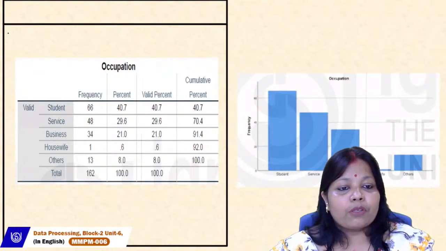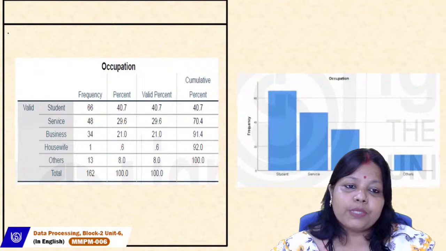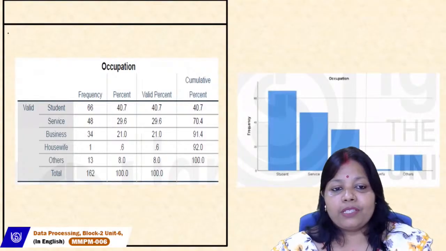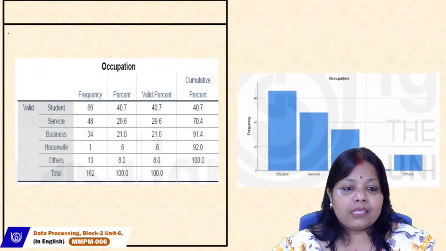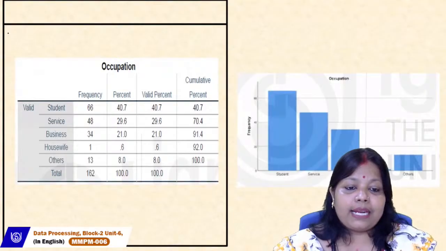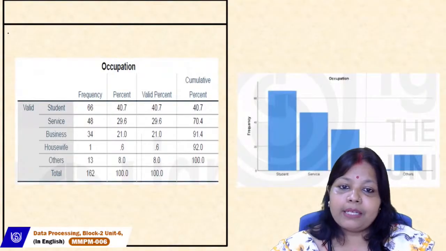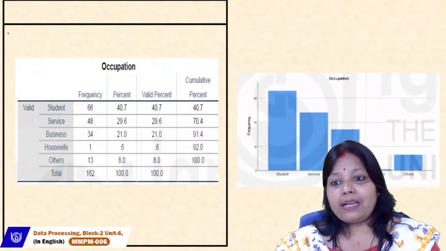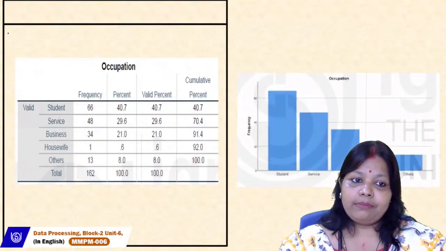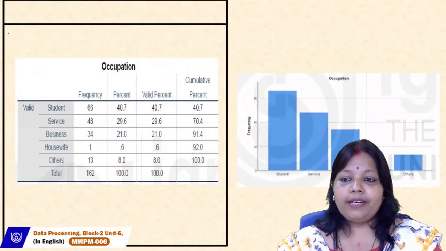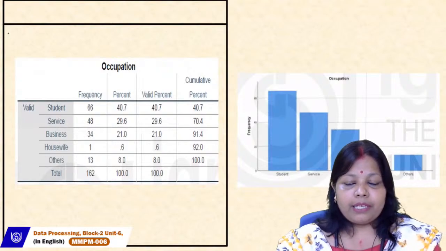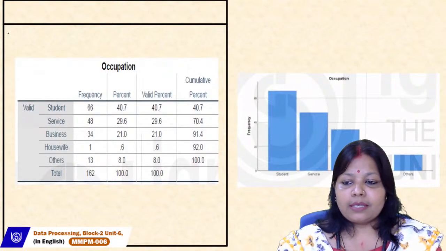So I followed the same process and converted these frequencies into percentages. What is the percentage of 66 in 162? That is 40.7. Then 29.6, 21, 6, and 8, altogether 100%. Then I calculated the cumulative percentage, which is easier to understand. Then the easier part is the graphical presentation of the same data. I have used different bars for different categories of occupation, with the same color, for student, service, business, housewife, and others.